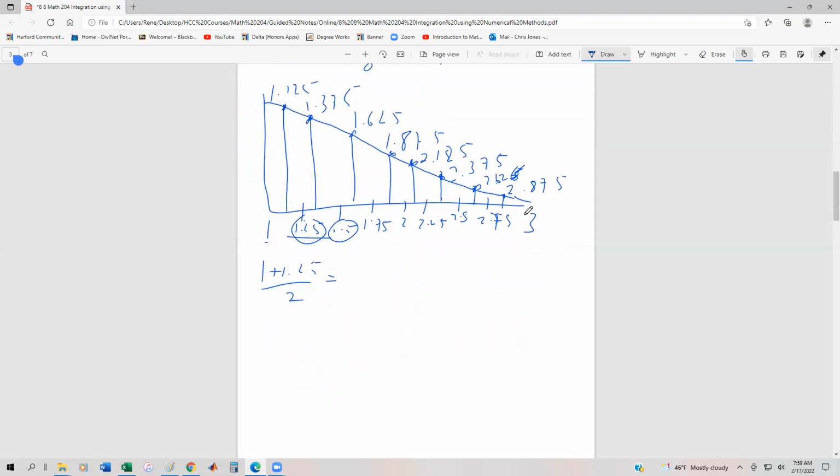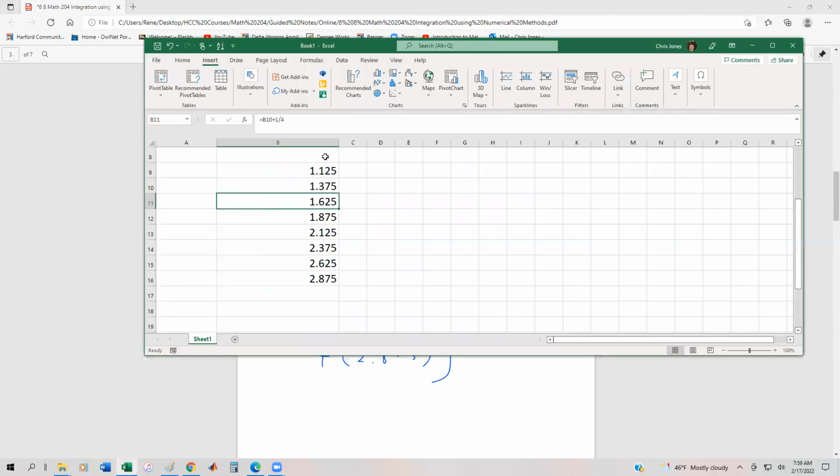And so now what we're going to do is say that the integral is approximately 1/2 of f at 1.125 plus f at 1.375, etc., until we get to our f at 2.875. Now, of course, I'm just going to use Excel. And what's really nice is I can just use these right here because we've already got them.